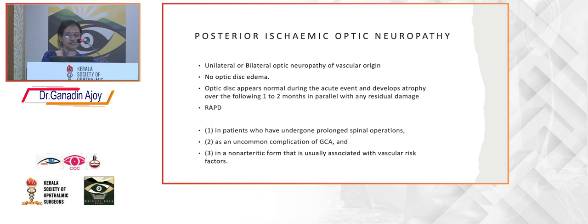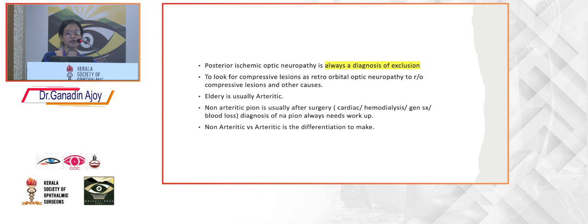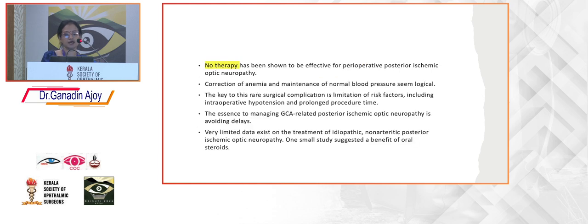Coming to posterior ischemic optic neuropathy: a unilateral or bilateral neuropathy of vascular origin, with no disc edema, the disc appears normal, and RAPD is present. It occurs in patients who have undergone prolonged operations, especially spinal operations. It can occur as a complication of GCA, and in a non-arteritic form it is usually associated with vascular risk factors. It is hard to identify, and is always a diagnosis of exclusion. You have to do all the investigations, rule out arteritic causes, rule out other compressive lesions, but there is no therapy as such. The key is limitation of risk factors and treatment of GCA.